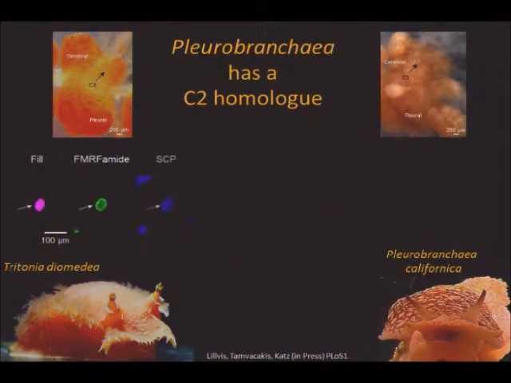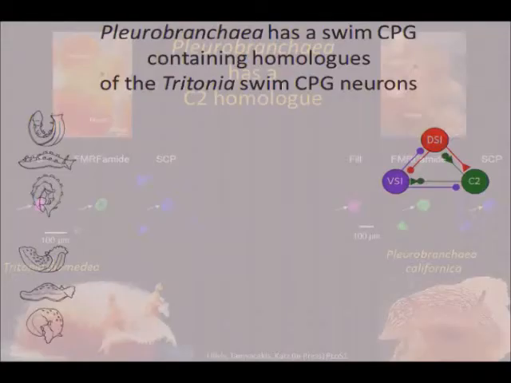Pleurobranchaea also has a C2 homolog. This was work done by Josh Lillvis in my lab. Here's where C2 is located. There's a white cell in the same position in Pleurobranchaea. As I showed you before, if we fill the cell, it's FMRFamide and SCP immunoreactive, and the same thing is true in Pleurobranchaea. So we're very confident in saying these are homologous neurons.